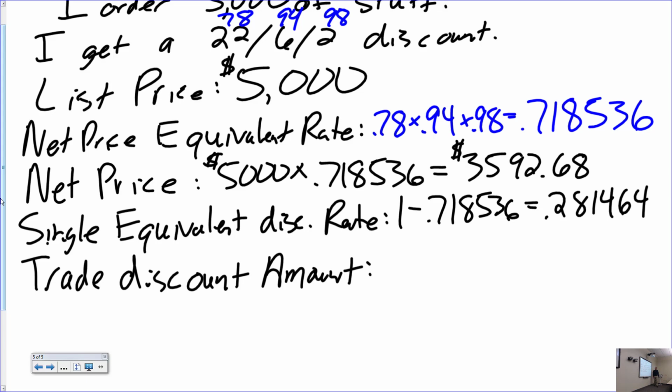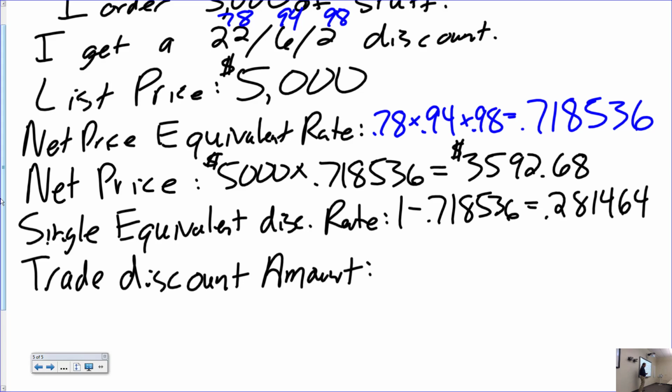And then last but not least, how are we going to get the trade discount amount? The net minus the list. You can still do net minus list, yes. Or if you want, remember that this is a rate. If you're trying to get the discount amount, you can take the list price times the discount rate, and you will get the discount amount. Either way, both of those numbers had better be the same. In fact, I often recommend doing both of them, making sure they come out the same, because then you know you didn't mess up one of the numbers, right?